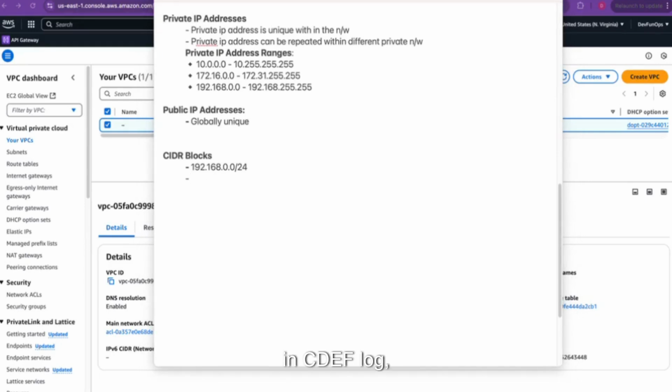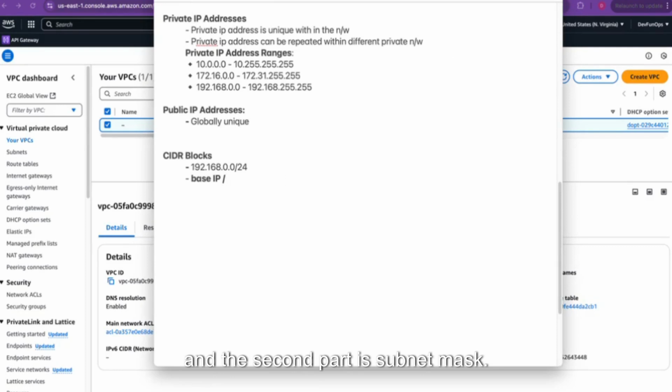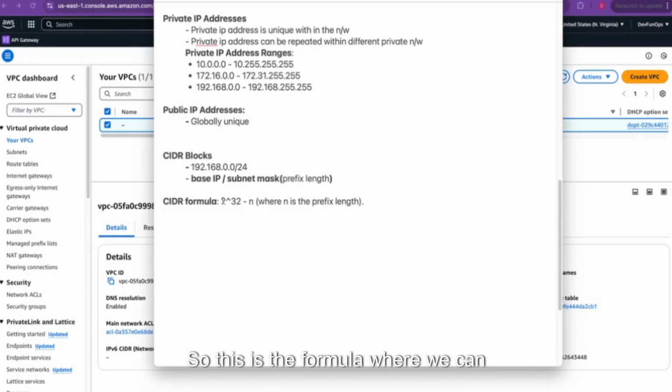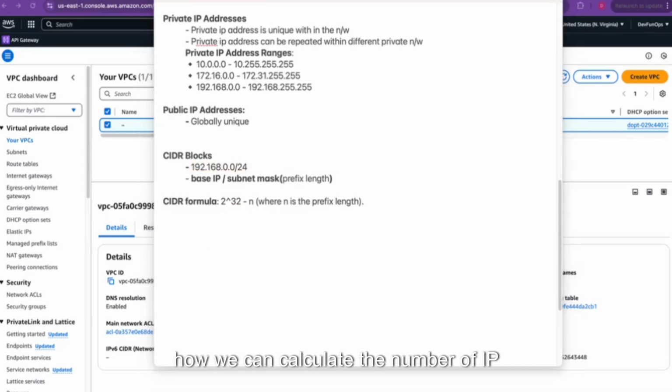In a CIDR block, the first part is the base IP and the second part is the subnet mask. Let's say I want to calculate the IP addresses within this given CIDR block. To calculate the number of IP addresses within a provided CIDR block, we use one formula. This is the formula where we can calculate the number of IP addresses within any CIDR block.